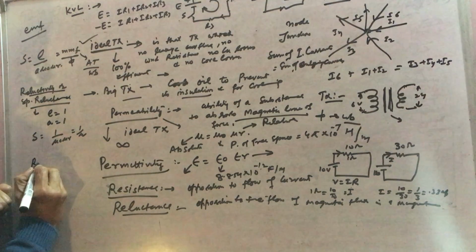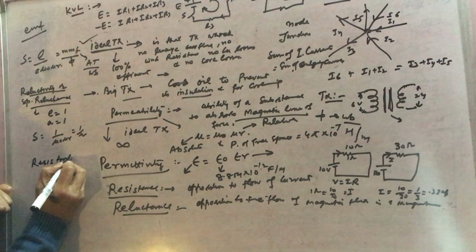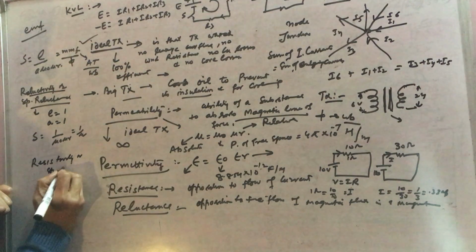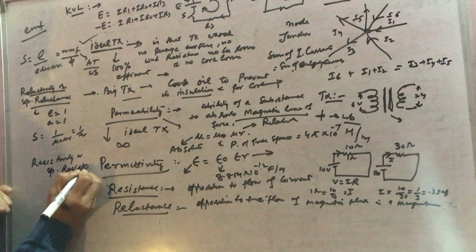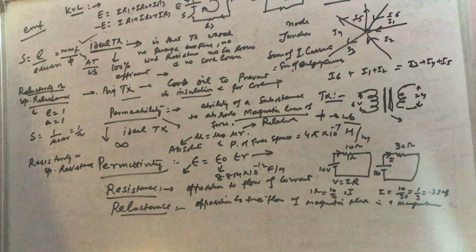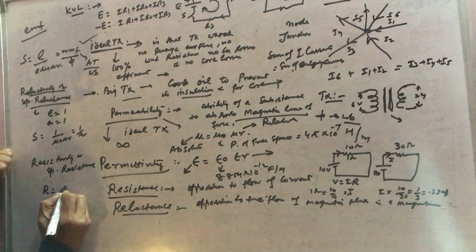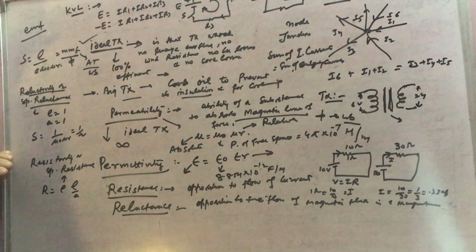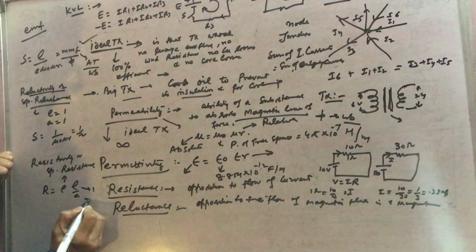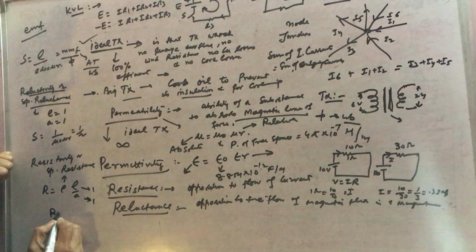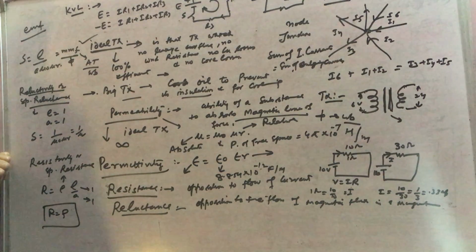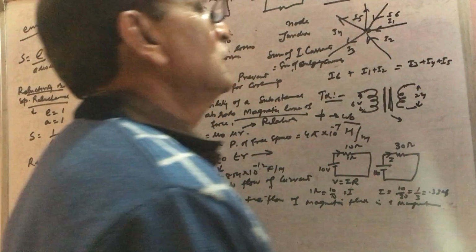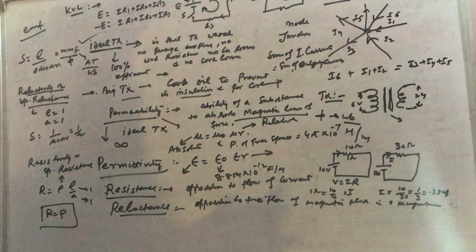Similarly, we have resistivity or specific resistance in electrical circuits, and here R is equal to rho L over A. This rho is resistivity or specific resistance. In this case also L is taken as 1 and A is 1, so R is equal to rho. So these are some basic questions of electrical engineering.